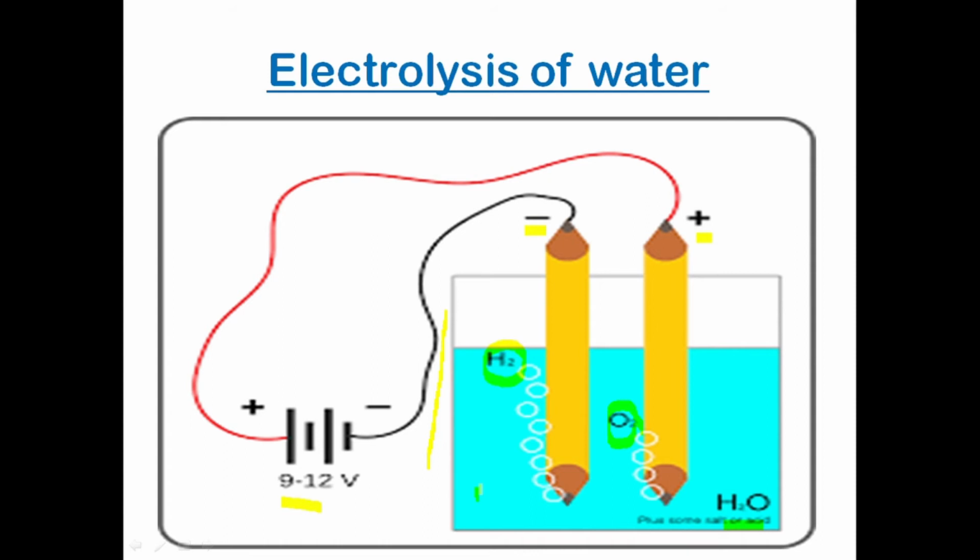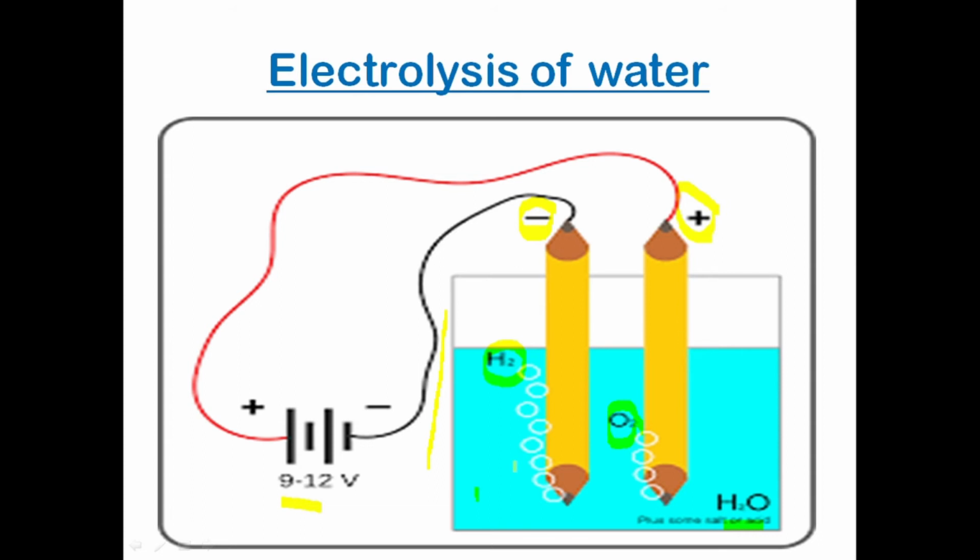These ions are carrying opposite signs, and having opposite signs, they will be attracted towards the oppositely charged electrodes with the help of a force of attraction known as electrostatic force of attraction. That means this H plus ion will be attracted to this negatively charged electrode, and O2 2 negative ion will be attracted to this positively charged electrode.